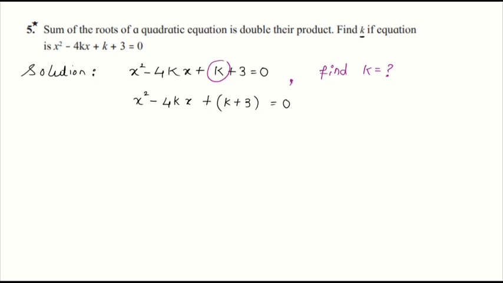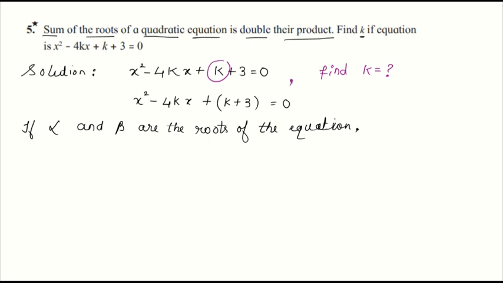And also in the question it is given that the sum of the roots of the quadratic equation is double their product. So if alpha and beta are the roots of the quadratic equation, then based on the given condition, sum of the roots means addition. That is, alpha plus beta is double their product. Double means 2 times their product. Product means multiplication. This is based on the condition, already given in the question. Mark this as equation 1.